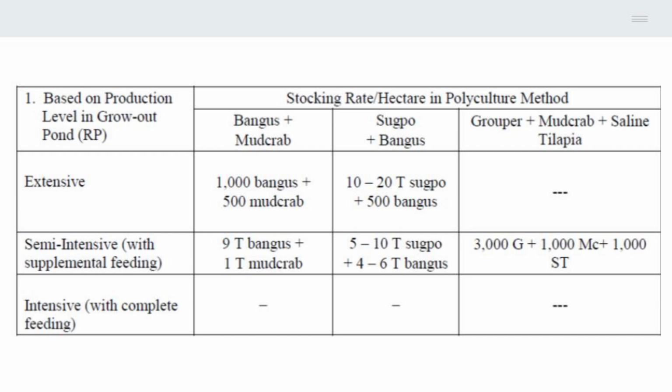Grouper as a predator, mud crabs as scavengers, and saline tilapia feeding on plankton and detritus. Next is the intensive polyculture. It relies on complete feeding and high stocking densities. Intensive polyculture requires strict management of water quality, feeding, and disease control.